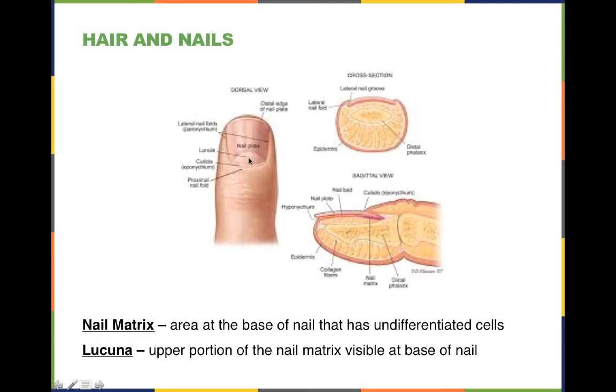This is called the lacuna. Now the lacuna is where the matrix extends up where you can actually see it underneath the nail, and this part of the nail is thicker than the rest of the nail. So you have the nail matrix here, and if it extends up where you can see it, then that's called the lacuna. Nails are important for grasping.